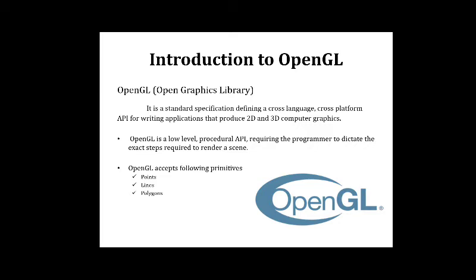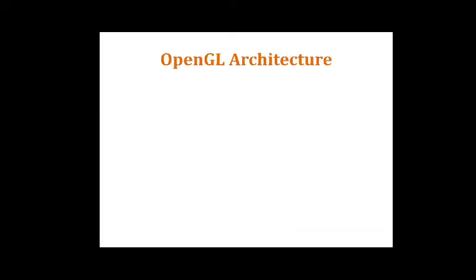Most OpenGL commands either issue primitives to the graphics pipeline, or configure how the pipeline processes these primitives. The primitives we are using here are points, lines, and polygons. These are very basic primitives of graphics. So let's see its architecture first and then we'll move towards the primitives. Okay, so what is its architecture exactly?